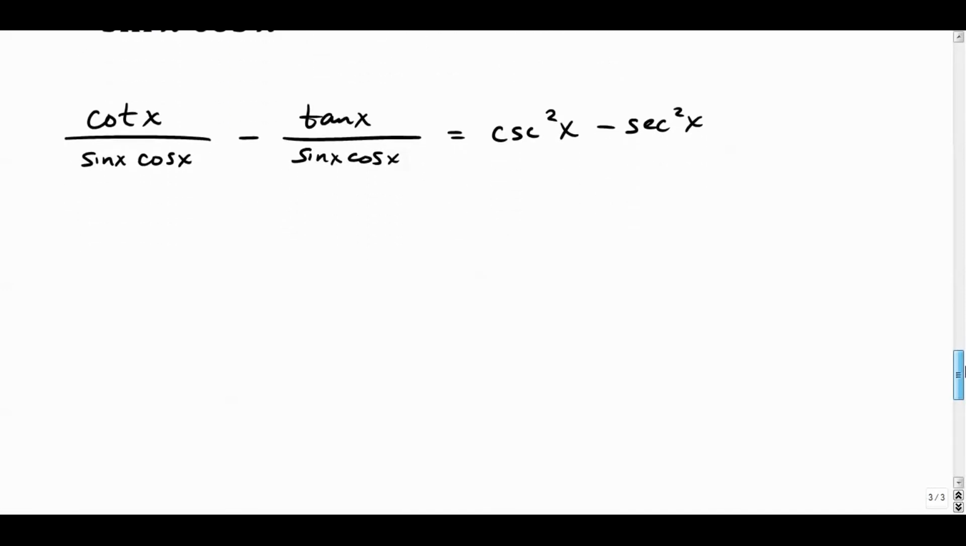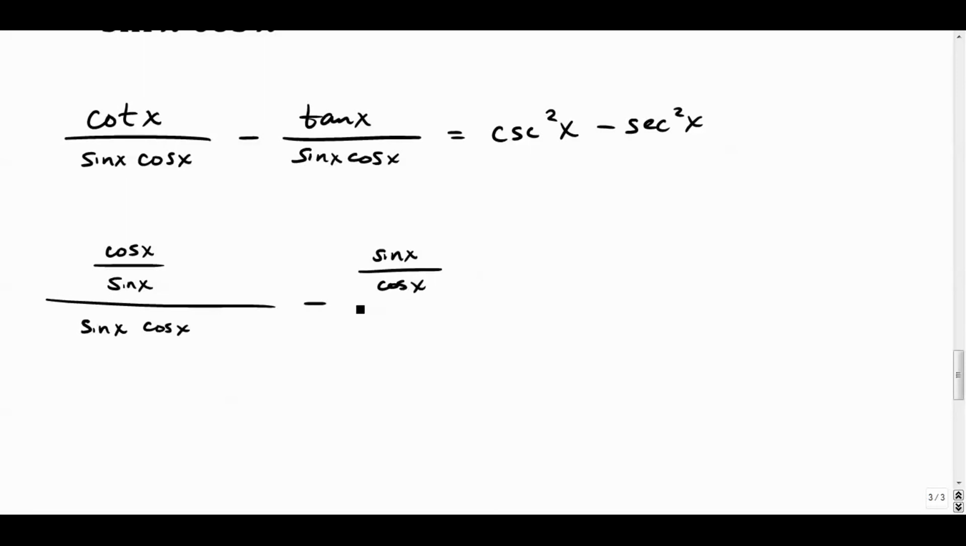Alright, so let's see. Cotangent I know is cosine over sine, all over sine of x cosine of x. Minus tangent, by definition, is sine over cosine, all over sine of x cosine of x. I'm trying to get that to be cosecant squared minus secant squared.